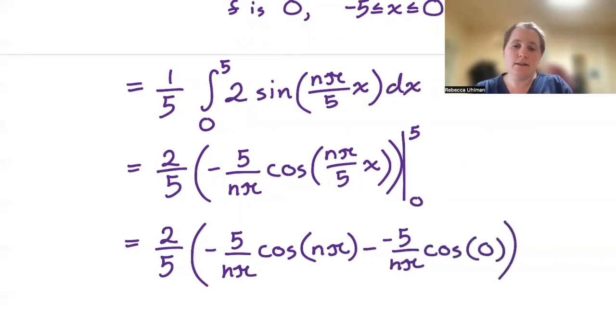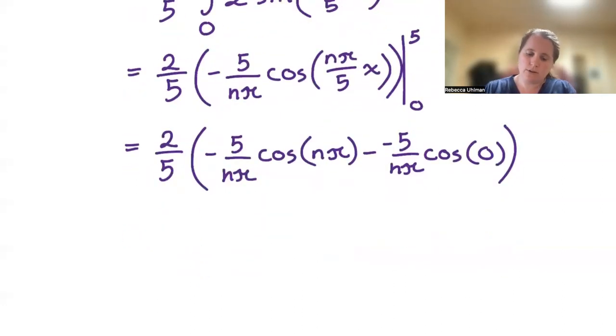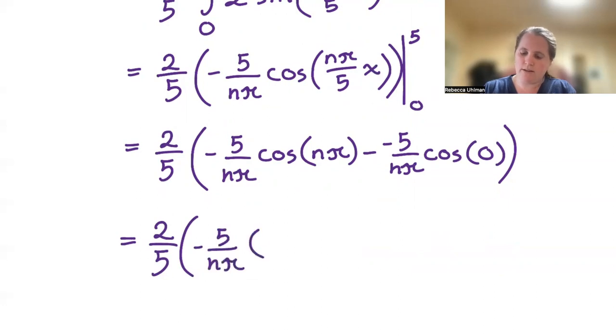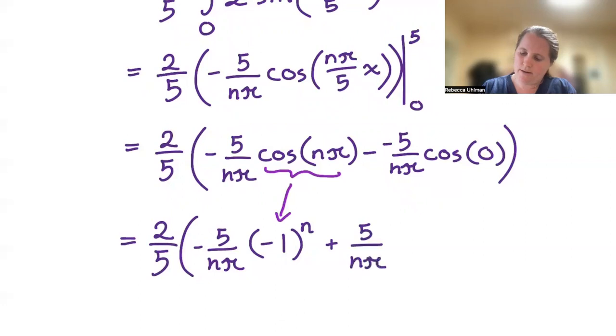Now for your odd integer multiples of pi, cosine is -1. For your even integer multiples of pi, cosine is +1. So we'll have 2/5 times -5 over n pi. Cosine of n pi is actually just -1 to the n. Right? For those even integer multiples of pi, cosine is +1. For odd integer multiples of pi, cosine is -1. So we have cosine of n pi is actually just -1 to the n. Then we have plus 5 over n pi at the end.